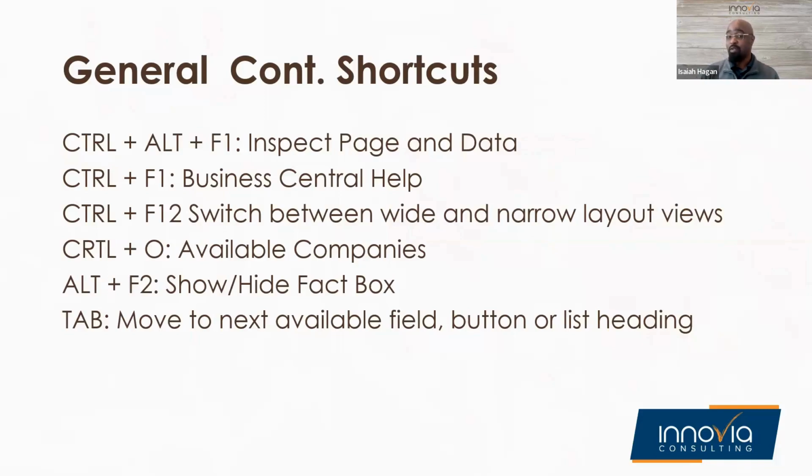I'm all about as much real estate on the page as possible. So I always recommend hitting Control F12 just to get as much real estate on there. Control O will open available companies. So you see me use that in our demonstration. Alt F2 opens and hides the fact box. Again, I'm about real estate, so I'm all about toggling back and forth between the fact box. And then Tab will allow you to move to the next available field.